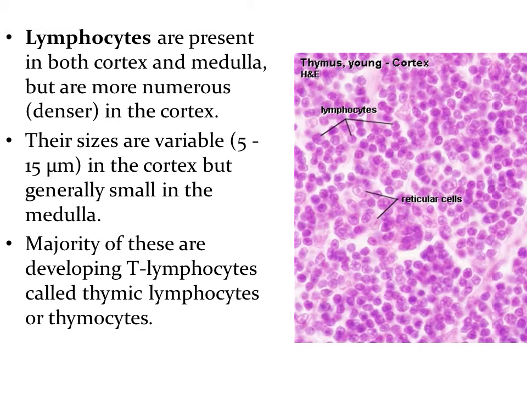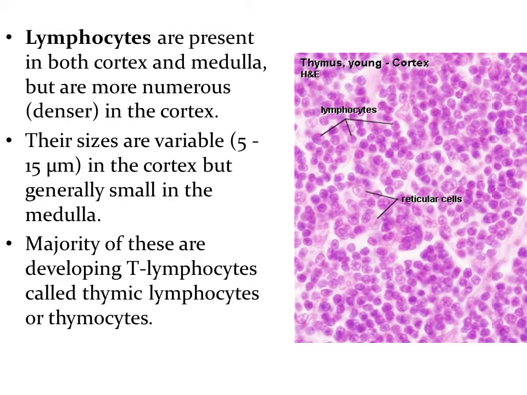First, the lymphoblast comes into the cortex region of the thymus, and since they are immunoincompetent, they come to the thymus for education. The lymphoblast further divides and differentiates into lymphocytes, and the lymphocytes get educated in the cortex and then move to the inner side, the medulla. The majority of these are developing T lymphocytes called thymic lymphocytes or thymocytes. So we also call them thymic lymphocytes; the lymphocytes in the thymus are also called thymocytes.